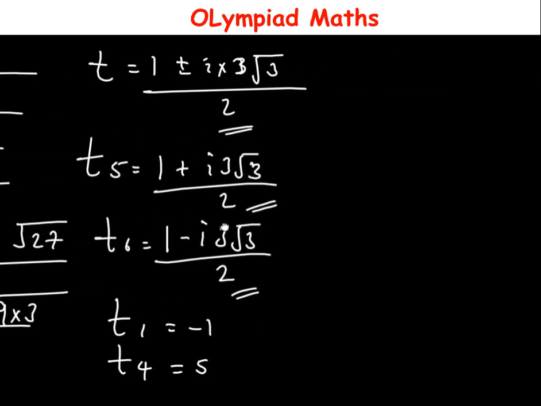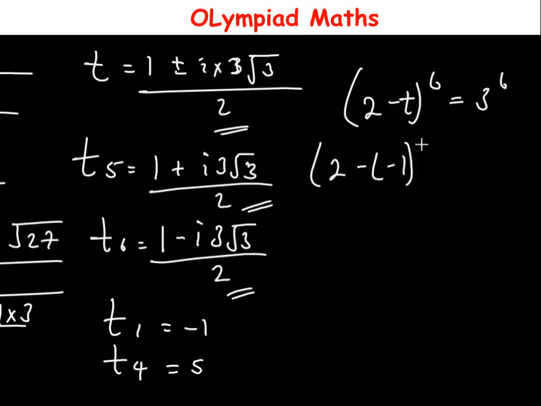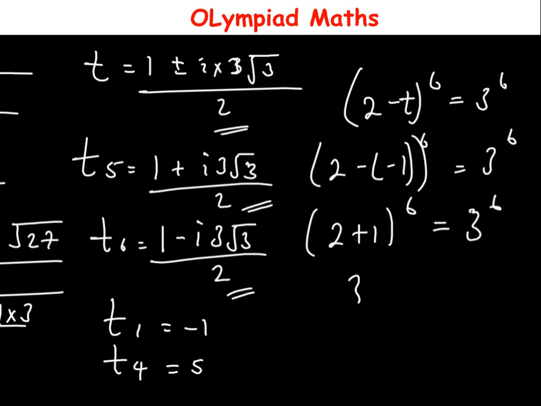Now, the question was (2 minus t) raised to power 6 is equal to 3 raised to power 6. Let's work with t1, which is minus 1. So (2 minus t), with t being minus 1, all raised to power 6, is equal to 3 raised to power 6. From here, (2 minus times minus 1 is plus 1) all raised to power 6 is equal to 3 raised to power 6. 2 plus 1 is 3, raised to power 6 equals 3 raised to power 6. So the value of t1 that we got is the correct value for t that will satisfy the given equation.